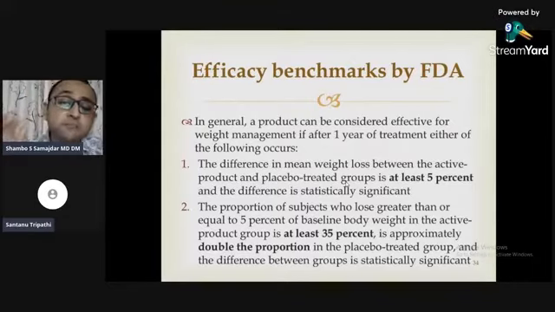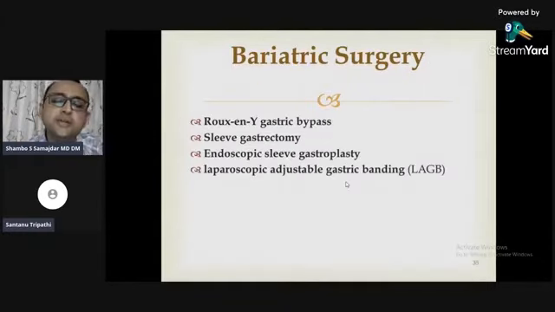So what is important to note is that they will give approval to such a drug which failed to produce 5% weight loss in 65% of that active population group. So there are some important bariatric surgery options which we need to know, and today's scope is beyond the discussion of that.